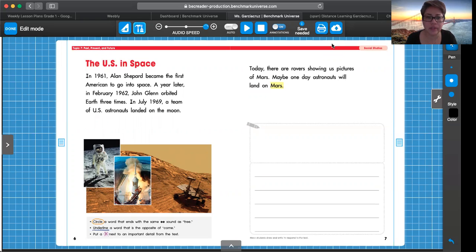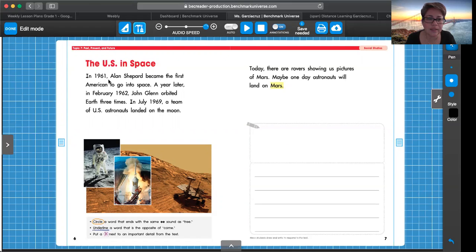The shared reading for today is The U.S. in Space. All right, so this is our shared reading, The U.S. in Space. Let me move myself over. After we read, we're going to make a quick timeline of the events that the story talked about. The U.S. in Space, and U.S. stands for United States, of course.